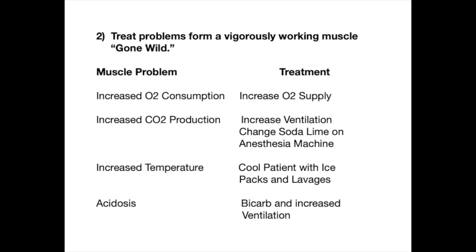Because there's increased oxygen consumption, we simply treat this with increasing the oxygen supply. For increased carbon dioxide production, we need to get rid of this if the patient's on a ventilator by increasing their ventilation. In an anesthesia machine, we may need to change the soda lime, which may get used up in the course of a malignant hyperthermia event.